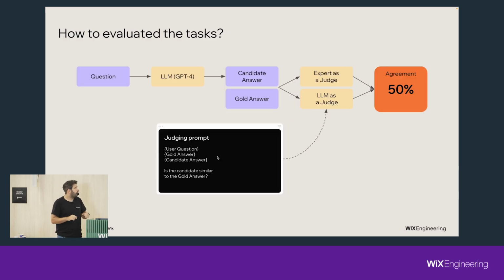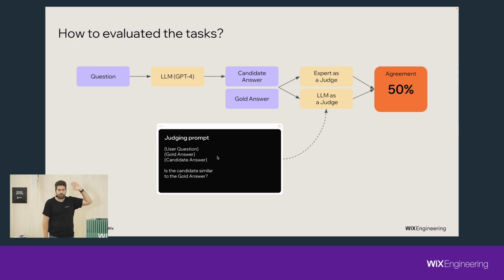So what we've done, we created a benchmark, a data set. We took GPT-4 and extracted candidate answers, and gave a human expert the task to decide whether the candidate answer and the gold answer, that is the correct answer, is correct. So we have a lot of data where humans said whether it's right or wrong. And then we also had the LLM as a judge with a simple prompt that you can see here.